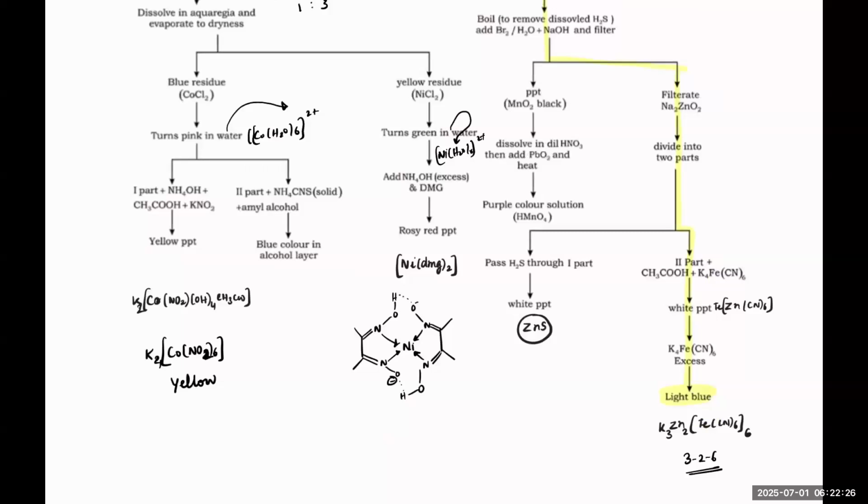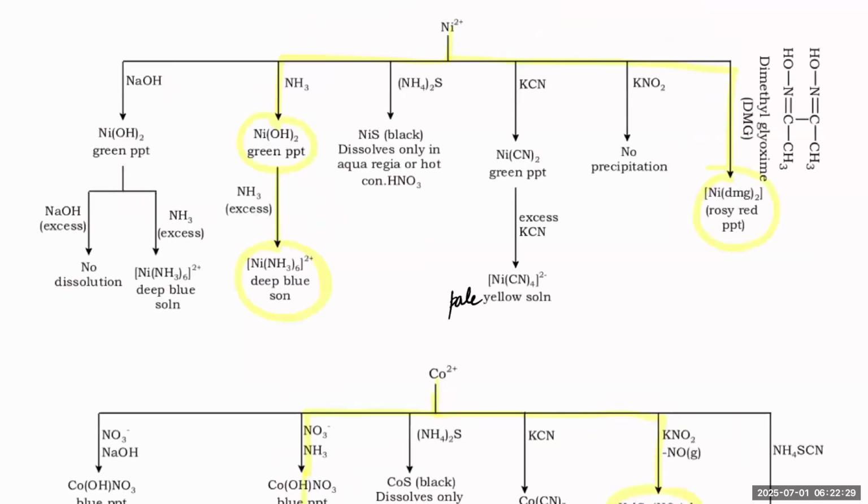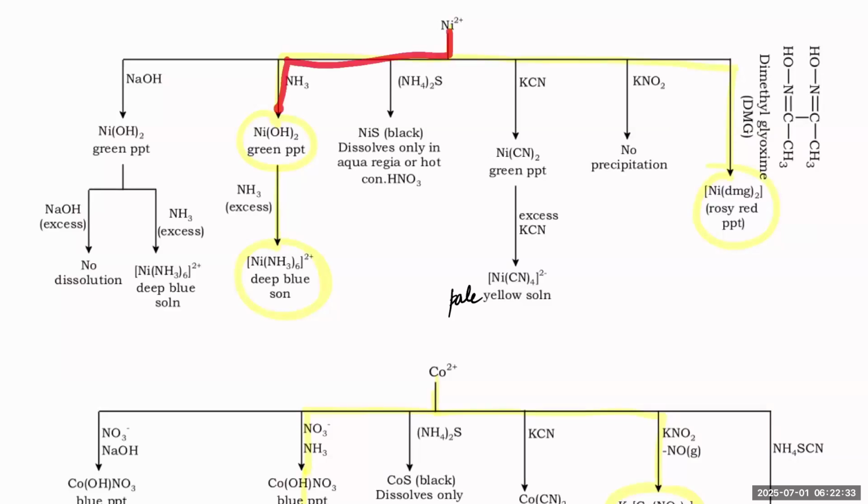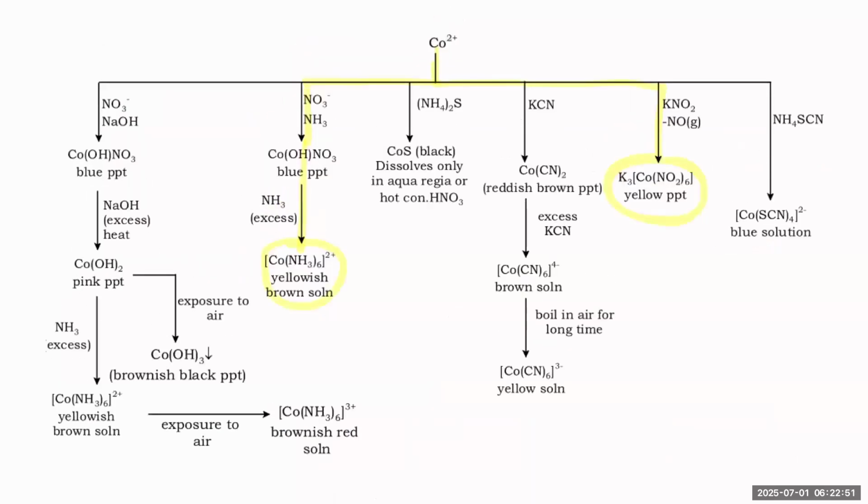Saniya, clear beta? Right. For nickel, the typical reactions are these two, which you need to check. With ammonia, it will become a green PPT. And when you add excess ammonia, it will give a deep blue solution. And when you react with DMG, you will get a rosy red precipitate. Cobalt, when you react with ammonia and NO3 minus, you'll get a blue color precipitate. If this has been treated with ammonia, then a yellow brown solution is formed. And next, if you treat with K3 cobalt nitrate, you get a yellow color PPT, clear? This is the confirmation for cobalt, which we learned. Any issue here, beta?